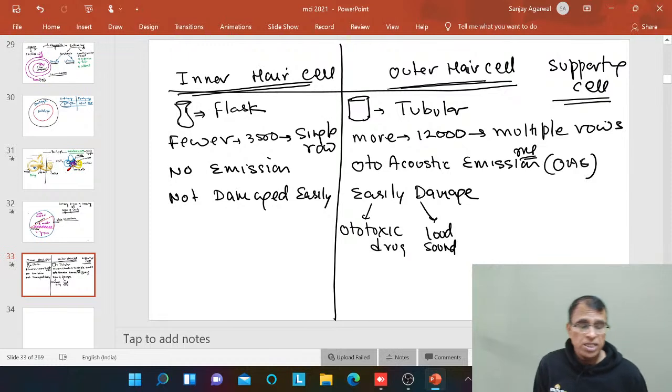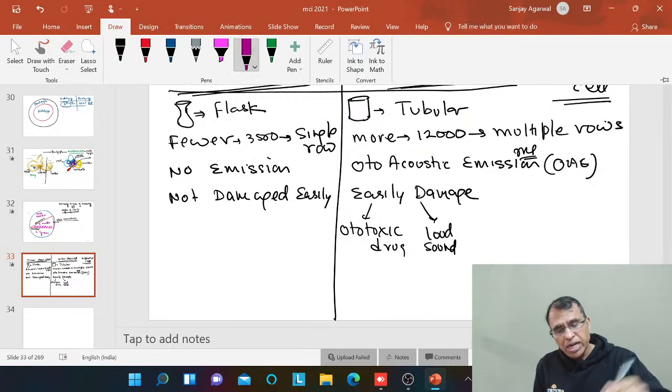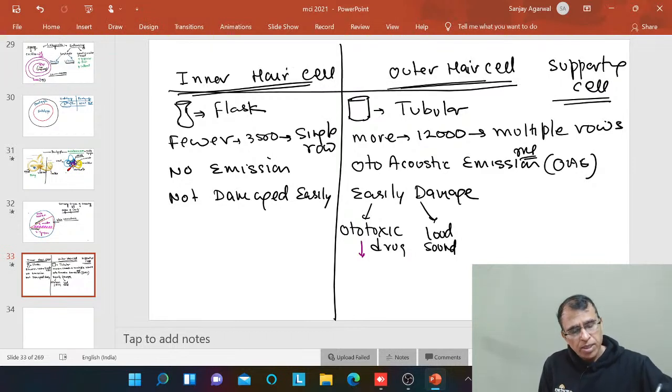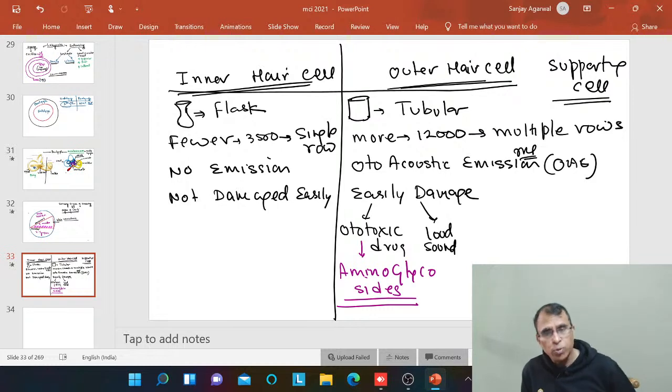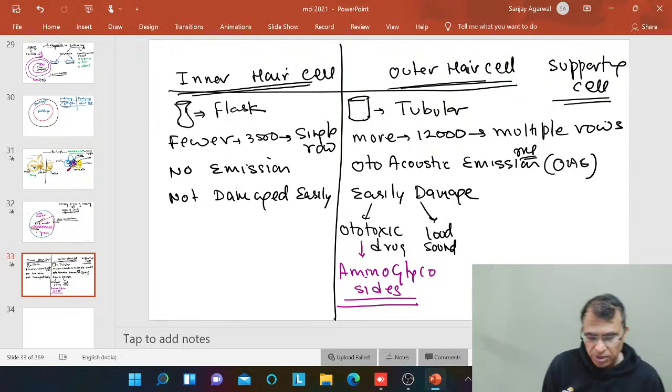So loud sound can damage the outer hair cells, and if your outer hair cell is damaged, you can't hear. That's why there is a protection in the middle ear. Remember that stapedial reflex. If there is loud sound, it dampens the loud sound by producing that reflex. So it is essentially to protect the outer hair cells. Okay. But ototoxic drugs can also damage, and which is the most popular ototoxic drug? Aminoglycosides. Aminoglycosides are the most popular ototoxic drug, like gentamicin, streptomycin, kanamycin, tobramycin, things like that. Okay, so this is the difference between inner hair cells and the outer hair cells of the cochlea.